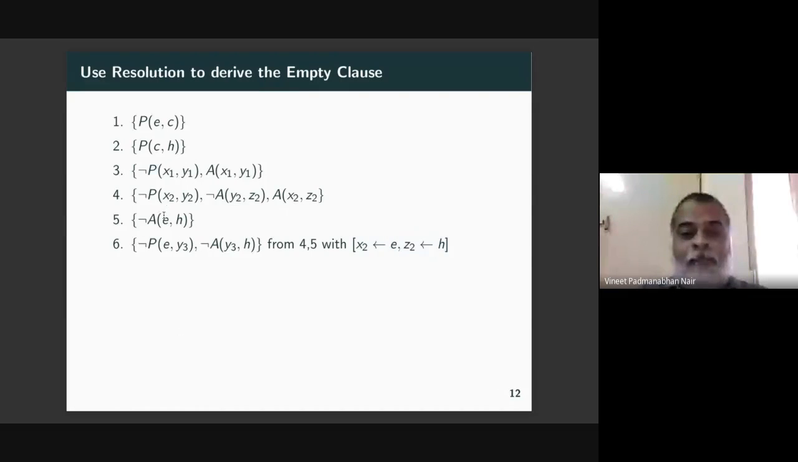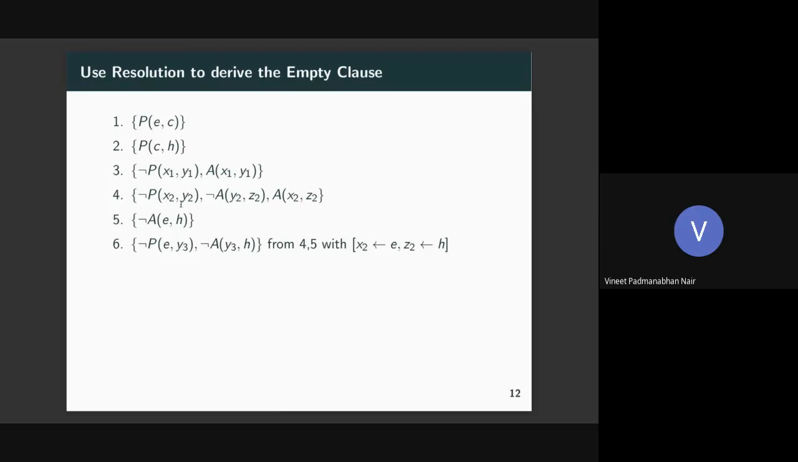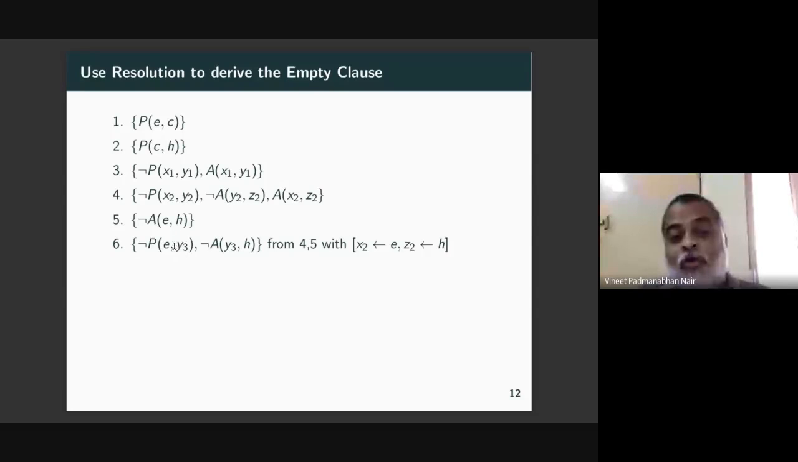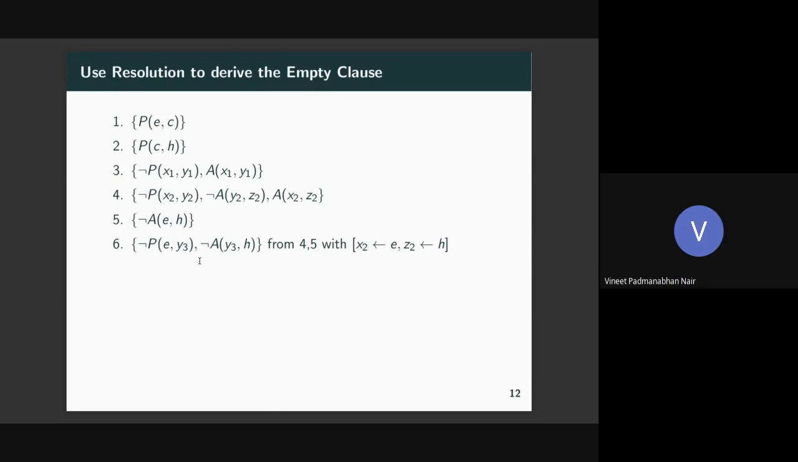Now when these two get cancelled, what is remaining? Remaining is negation of P, and x2 is already replaced with E, so you put y2. Why? I have again renamed it as y3 because it is a different clause, and I want to show that this y3 is happening after a resolution step has happened. So y3 I have got as part of a resolution step. It is a resolvent of 4 and 5.